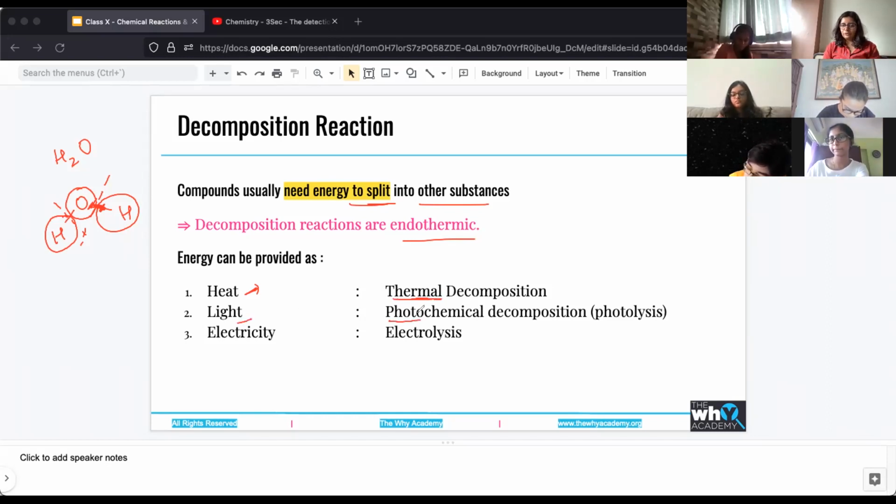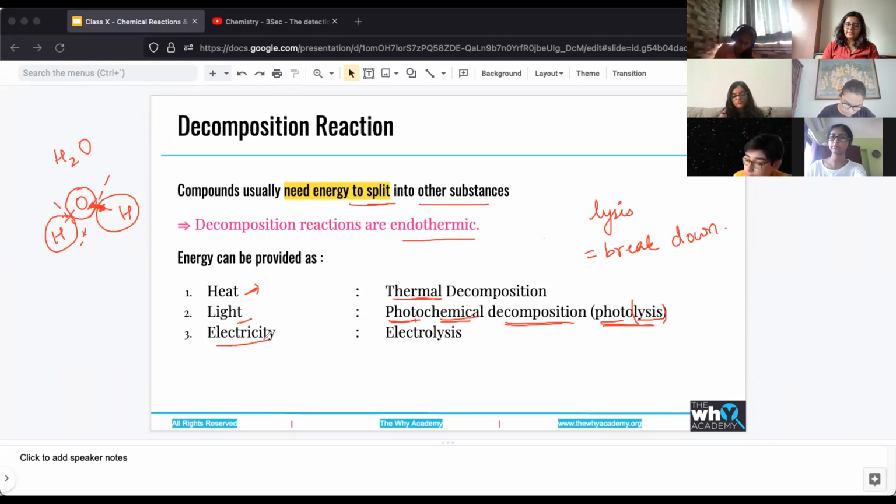Light, again photo, all Greek and Latin words. So light related to photo, so it's called photochemical decomposition. So literally it's like light se chemicals ko you're breaking down. So photochemical decomposition. Another name you can use is photolysis. So this word lysis, wherever you come across it, again some either Latin or Greek origin. So lysis ka meaning is breaking down. So photolysis is literally light se you're breaking it down.